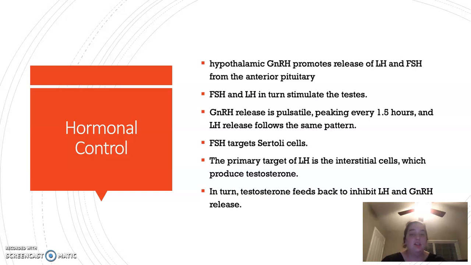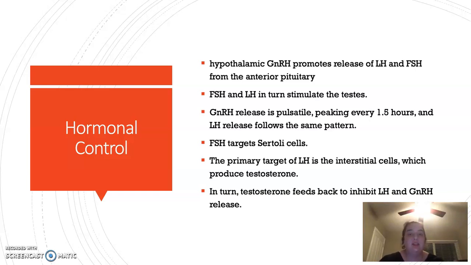FSH and LH in turn stimulate the testes. The gonadotropins were named originally for their effect on the female ovary, but the same names have been retained when we're talking about the male. So the GnRH release is pulsatile, so that means it peaks every 1.5 hours, and LH release follows this same pattern. FSH levels are not as obviously related to GnRH secretion because FSH secretion is also influenced by inhibin and activin.